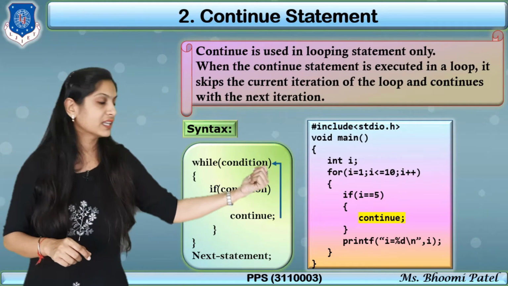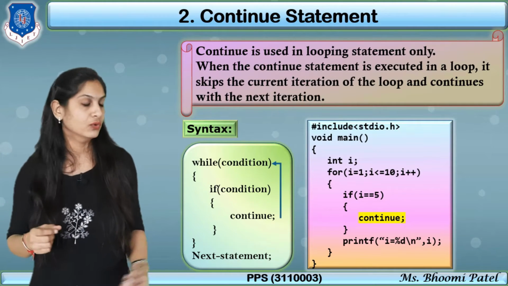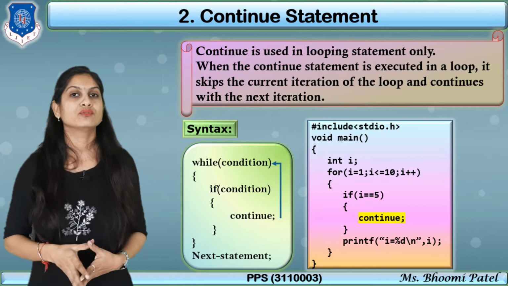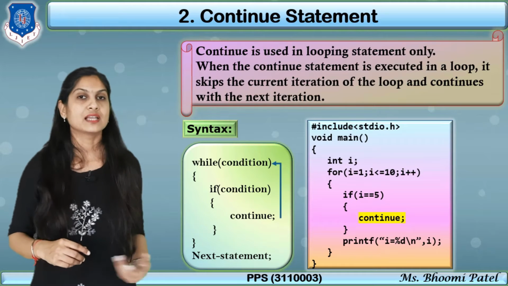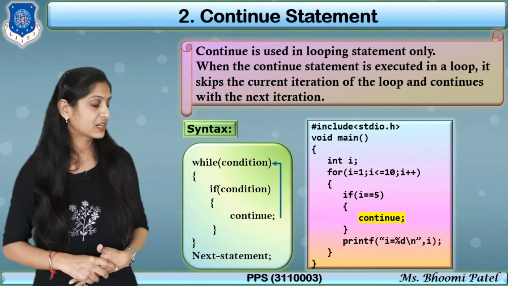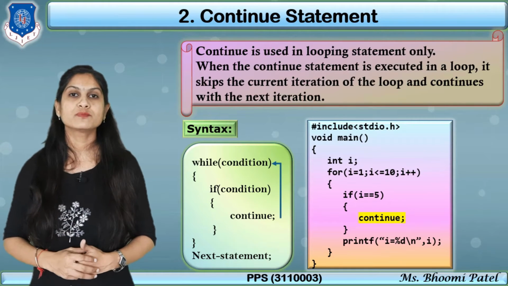So just put the keyword continue, and then after that we have to write the printf: I equals %d \n, value of I. Clear? Now what is the output of this program?